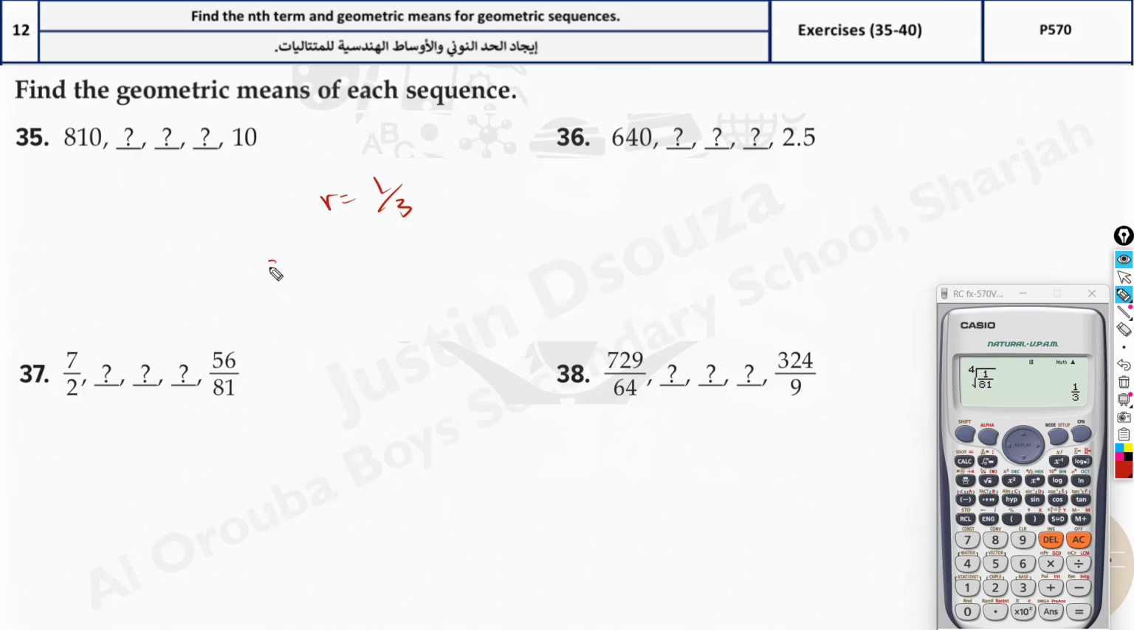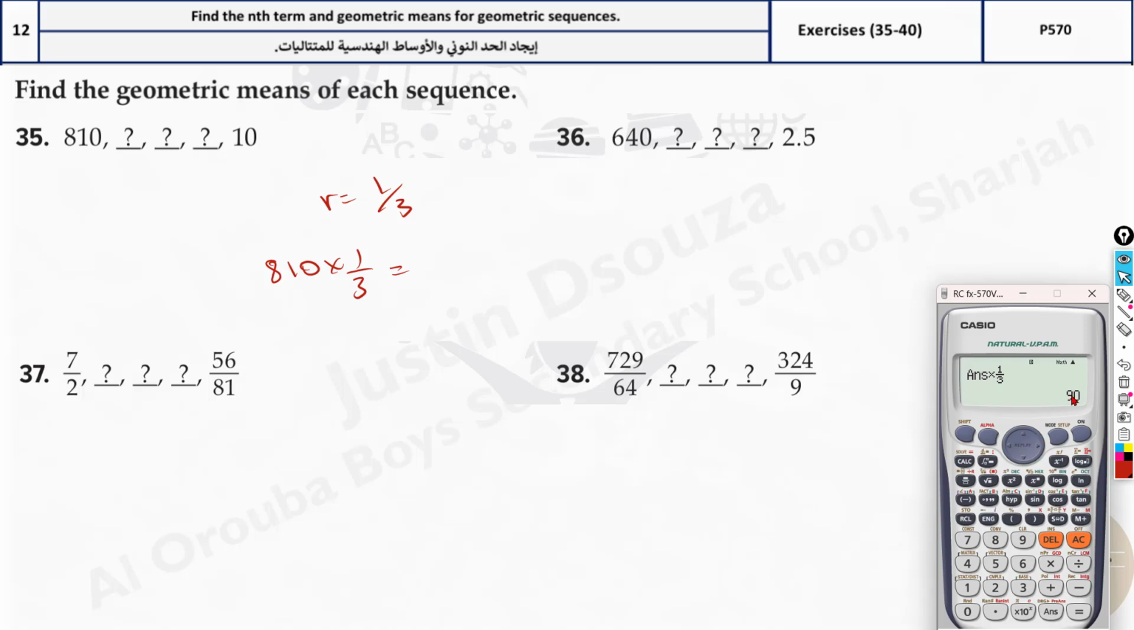So that means you have to multiply 810 by 1/3 to get the next term. And that's not it. You need to keep on multiplying by 1/3 three times. So we can do that in the calculator. Now what you need to do is 810 multiplied by 1/3, 1 divided by 3. What is the answer? It's 270. So since it's 3, you can just do 270 multiplied by 1/3 and so on. But if you want to save time, you can just save that as the answer.